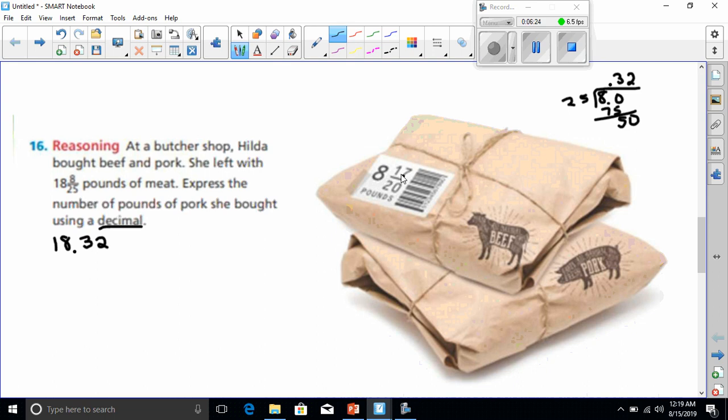Now let's see what 8 and 17/20 is. Well, again, we know that 8 is going to be 8. Remember, we're subtracting this so we can find out how much is left in the pork. So this is going to be 17 divided by 20.